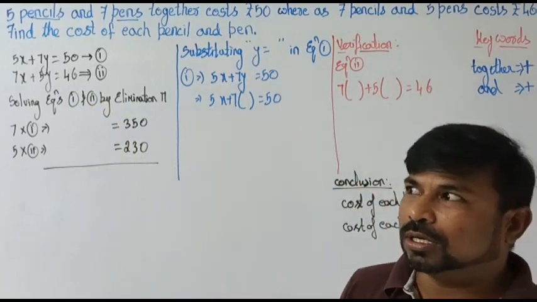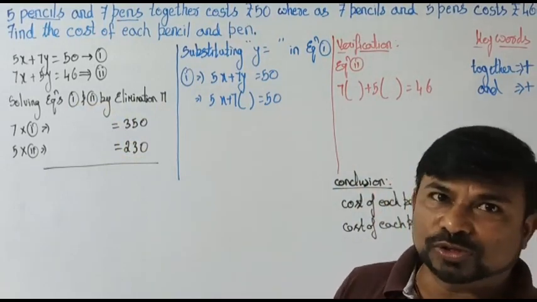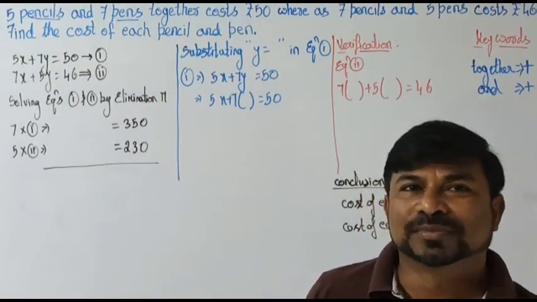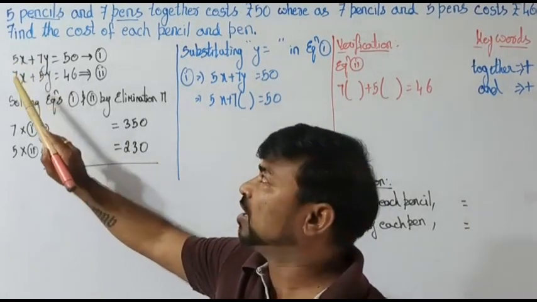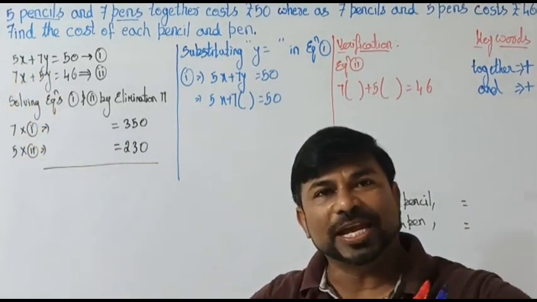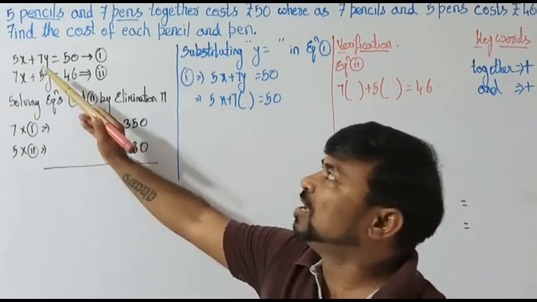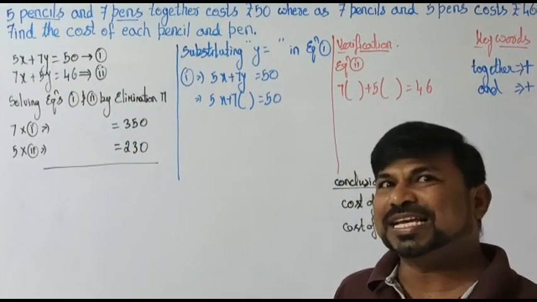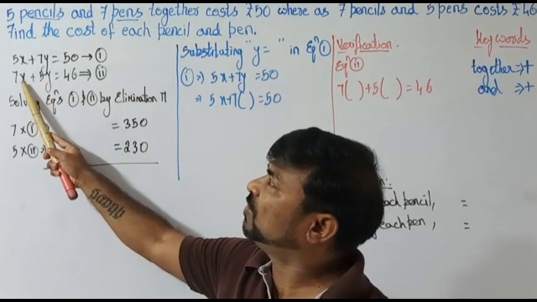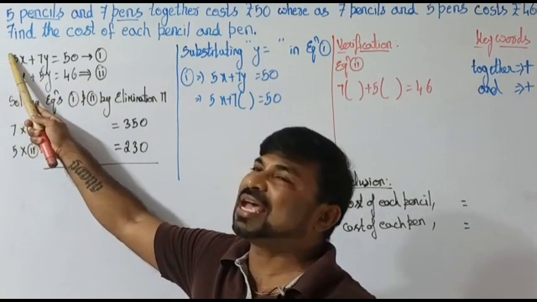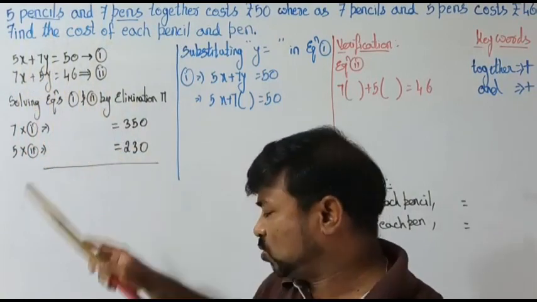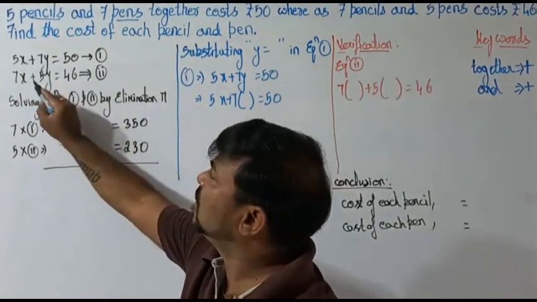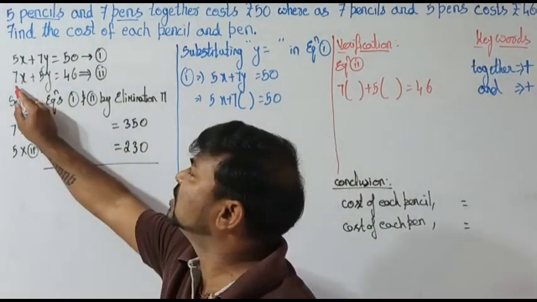So what is the condition in the elimination method? You are supposed to remember that the coefficients of any one variable should be made equal. What is the coefficient of x here? 5. What is the coefficient of x here? 7. So we like to make them equal. Here 5 and 7 are co-primes. Therefore, the easy logic is: whatever coefficient we have in the second equation, you multiply the entire first equation with that. So I'm planning to multiply the first equation with 7.